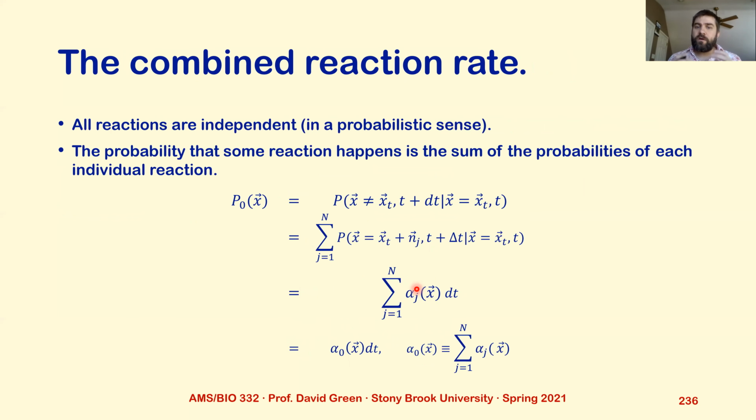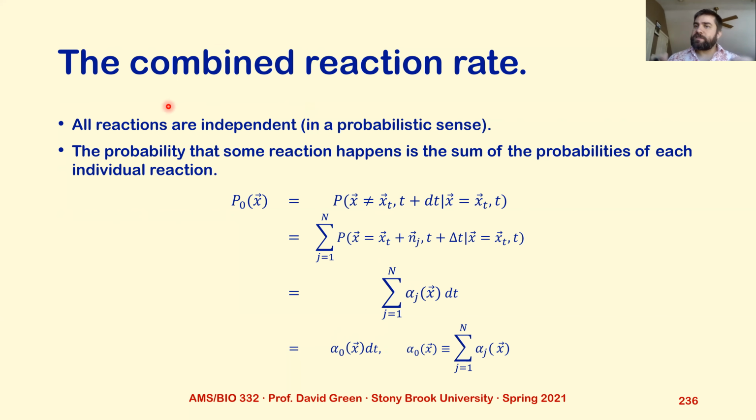Once we have a rule for what all of the reactions are, the reaction probabilities, we can compute their individual transition probabilities, their individual rates. I now want to introduce an idea of the combined reaction rate. And this is going to be an important part of the puzzle.